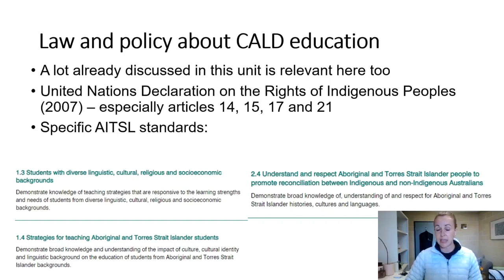We also have the AITSL standards, which, as I pointed out before, set particular obligations of teachers at the minimum graduate level towards Aboriginal and Torres Strait Islander people and other culturally and linguistically diverse people in terms of teaching students here in Australia. So I've got the graduate standards on the screen now, and you can see that standard 1.4 particularly requires us to understand strategies for teaching Aboriginal and Torres Strait Islander students in particular. And we also have that same responsibility for other culturally and linguistically diverse students too.